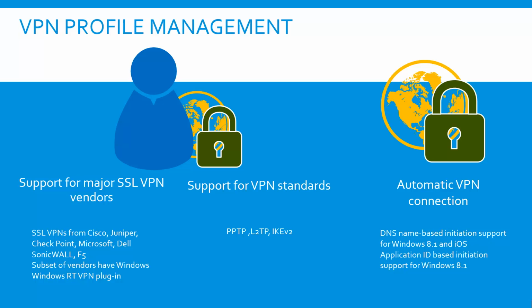Obviously the normal VPN standards are in there, and we can start to make it a lot more automatic for the users. So especially within the Windows 8.1 or the iOS, we can use the DNS names and it will connect automatically and establish them on demand when an application actually requires it.